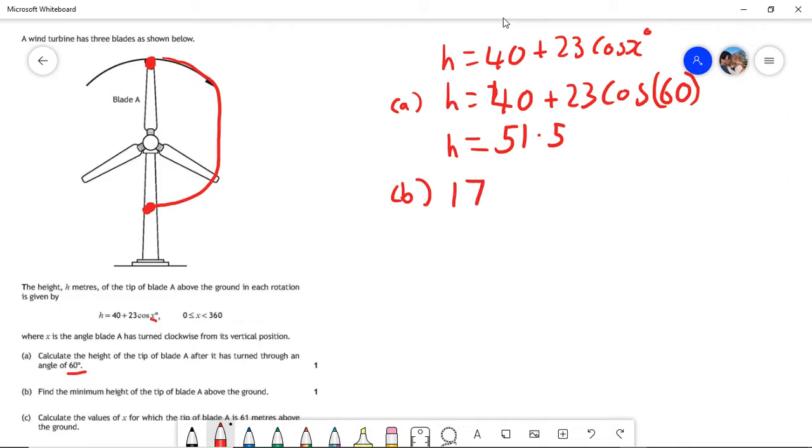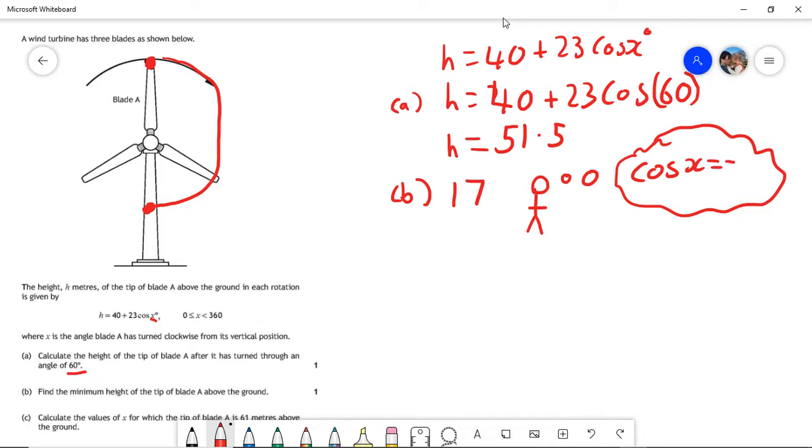The other way to do this is to think to yourself, okay, I know some things about cosine. I know what the smallest cosine can be is -1. So if this equation was 40 plus 23 times -1, that will be the smallest this equation can be. And again, if you type 40 plus 23 times -1 into your calculator, you will get 17. So those are the two ways to do this.